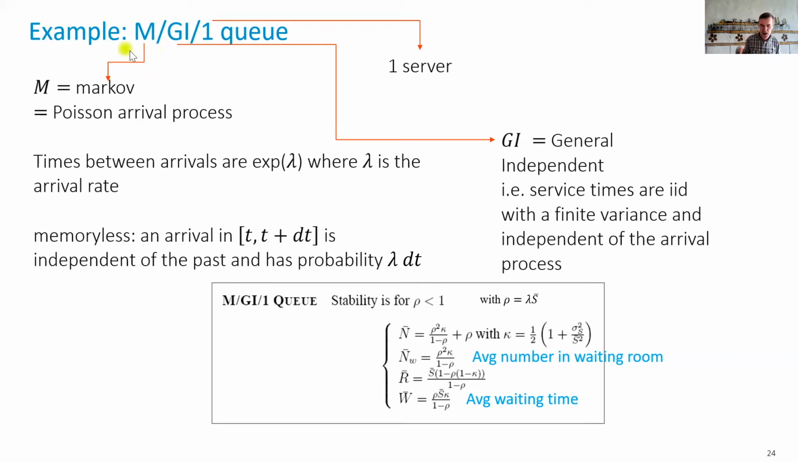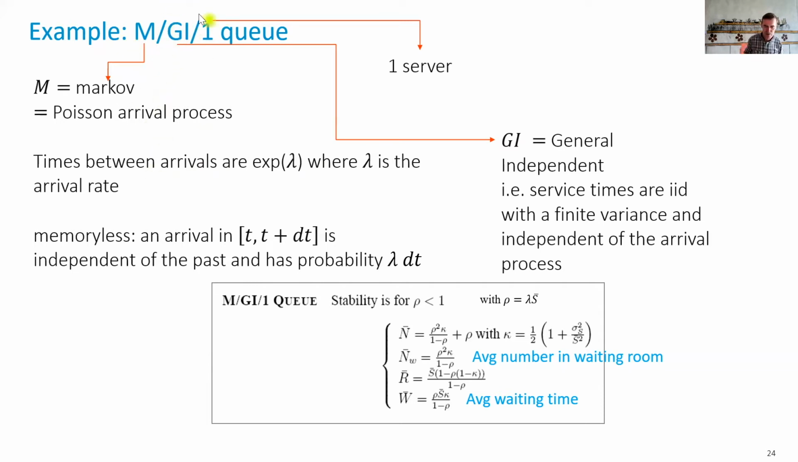Of course, over time, the intensity will vary. So if we are at the busy period, the lambda is larger. If we are not at the busy period, it will be different. But typically, we concentrate on one stationary model for the arrival process.